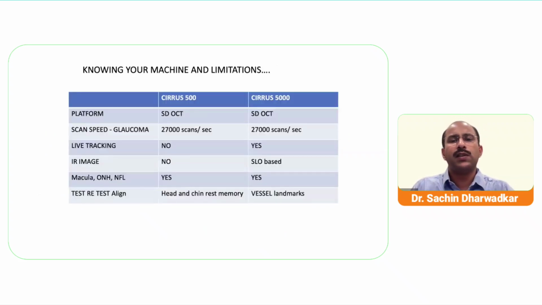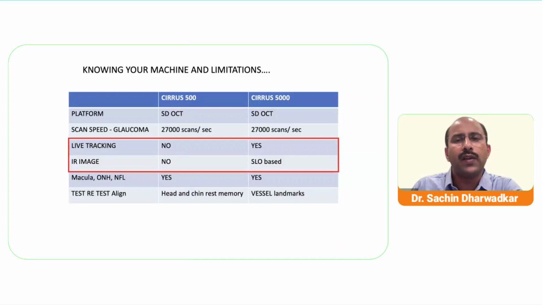So knowing your machine and its limitations is important. This is a prototype example. You have a Cirrus 500 vis-a-vis a Cirrus 5000. So both are SD OCT platforms with scan speeds which are nearly the same. But what differentiates the two machines is the live tracking and the SLO. So whenever you have the live tracking and the SLO, it completely changes the game.